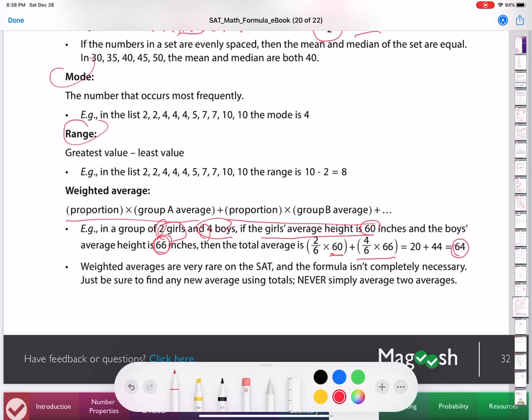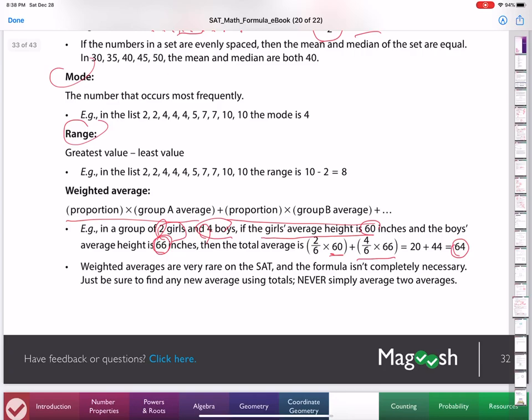It is a weighted average. That means the total average. Sometimes you can use the sum: sum of group A plus sum of group B equals sum of total. Sometimes that equation is easier.